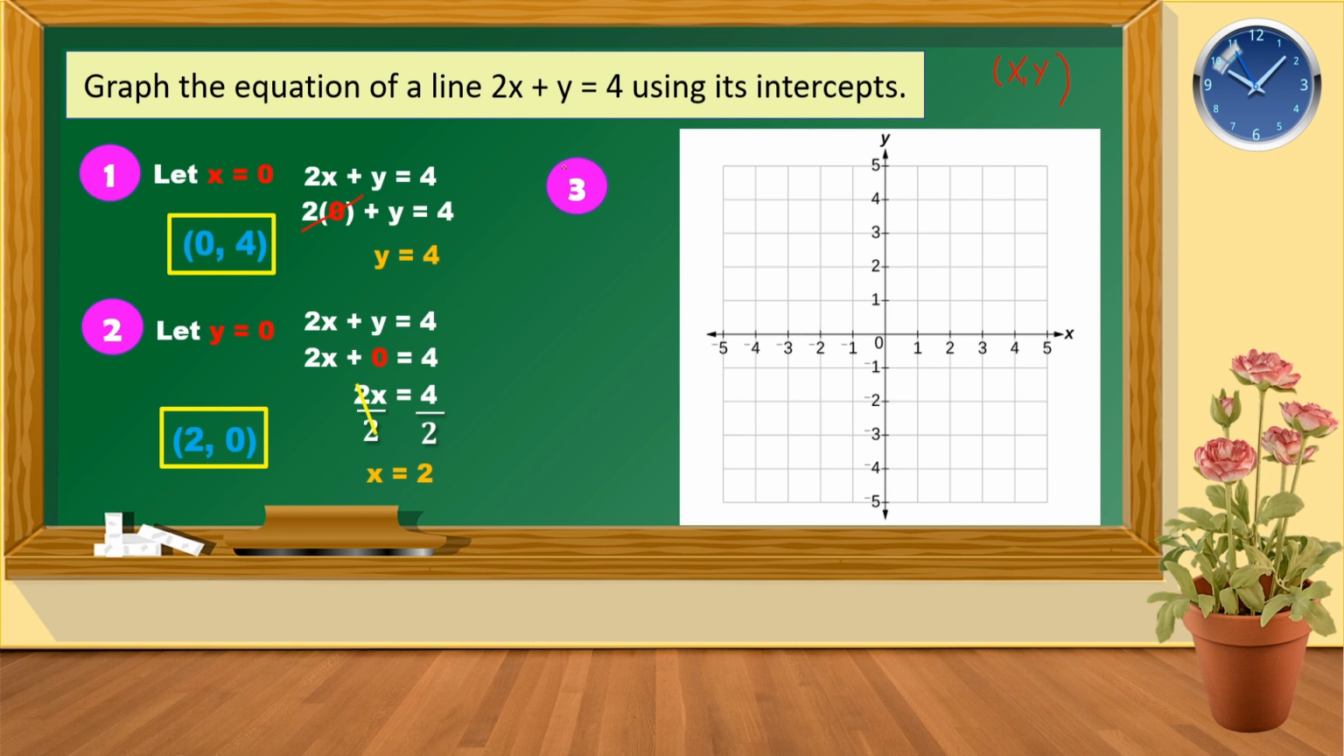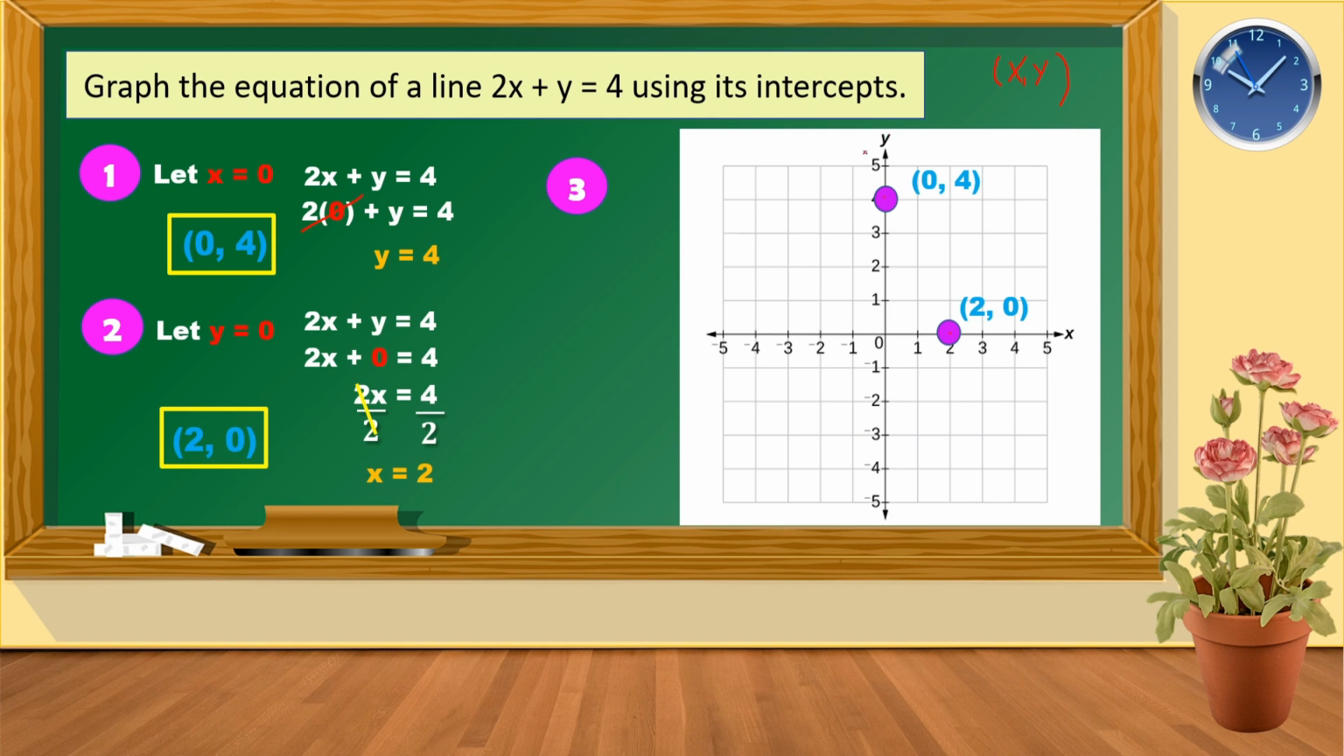So, therefore, saan natin matatagpuan yung point natin na to? 0, 4. There you go here. So, matatagpuan natin siya sa ating y-axis kasi this is our y-intercept. And for our x-intercept, 2, 0, so dapat nandito siya. There you go. This is our second point, which is 2, 0.